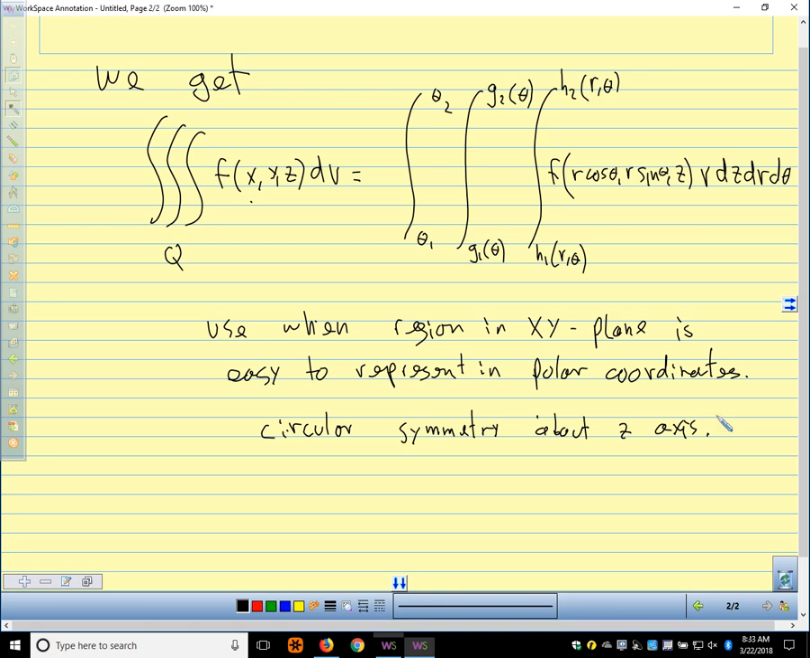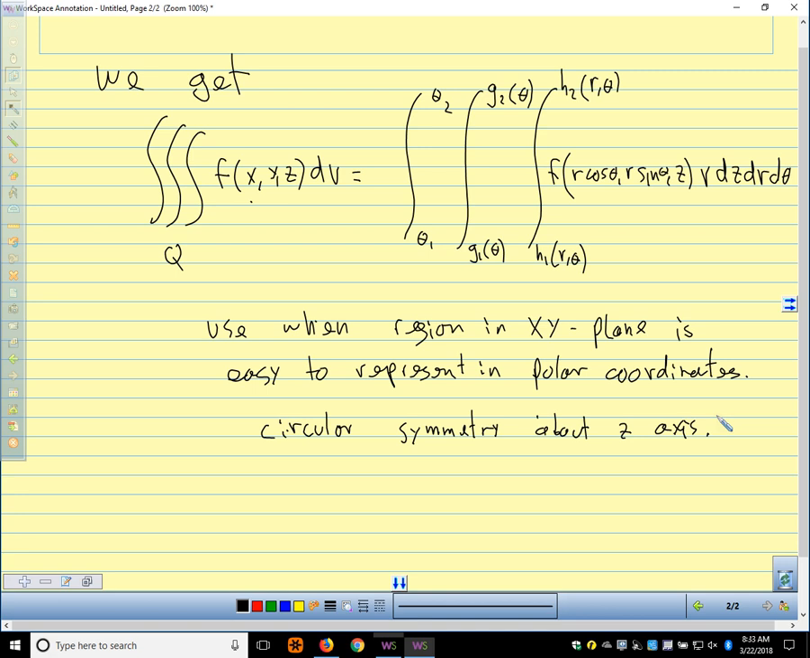Now, when we talk about spherical coordinates, often it's easy to represent this kind of region in spherical coordinates also, so you have a choice. But some regions in spherical coordinates are very easy, where in cylindrical coordinates they're just easy. All right, so questions about our setup?